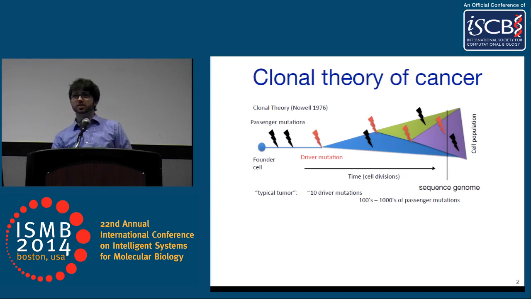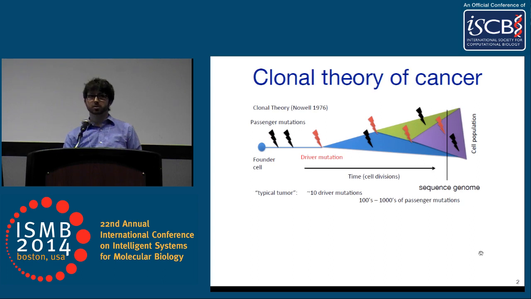And so this is a challenge in large part because in a typical tumor, you generally have at most 10 driver mutations, while there can be hundreds or thousands of passenger mutations. And so in this diagram, I'm showing the clonal theory of cancer in action, where you have a founder cell which at some point acquires a driver mutation, and as it accumulates more driver mutations, the replication rate increases and it grows into a tumor.